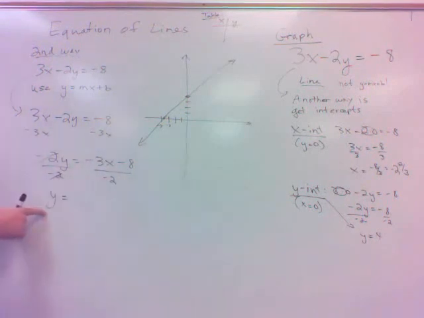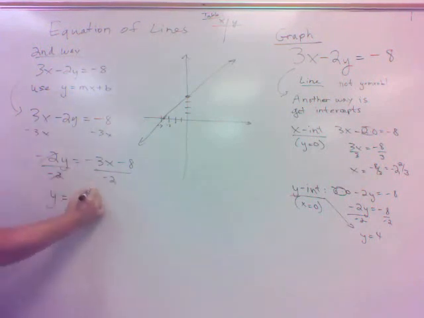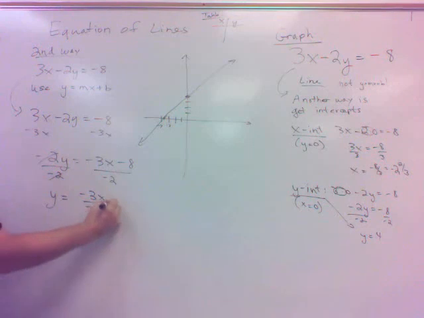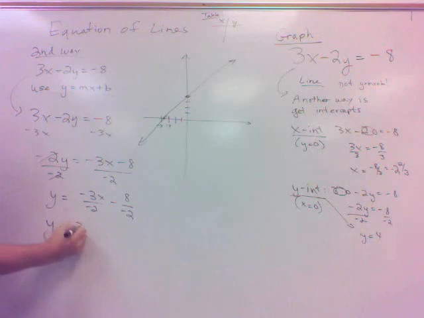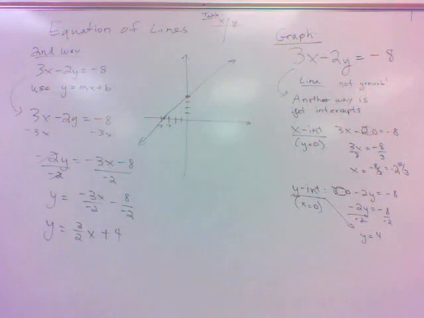I'll get the y by itself, like we were saying. To get y equals mx plus b, you need the y on a side by itself. Now this negative 2 does divide both of these terms here. And a negative divided by negative gives me a positive. So it would be a 3/2 positive x. And that would be a positive 4, wouldn't it? Negative divided by negative is positive.